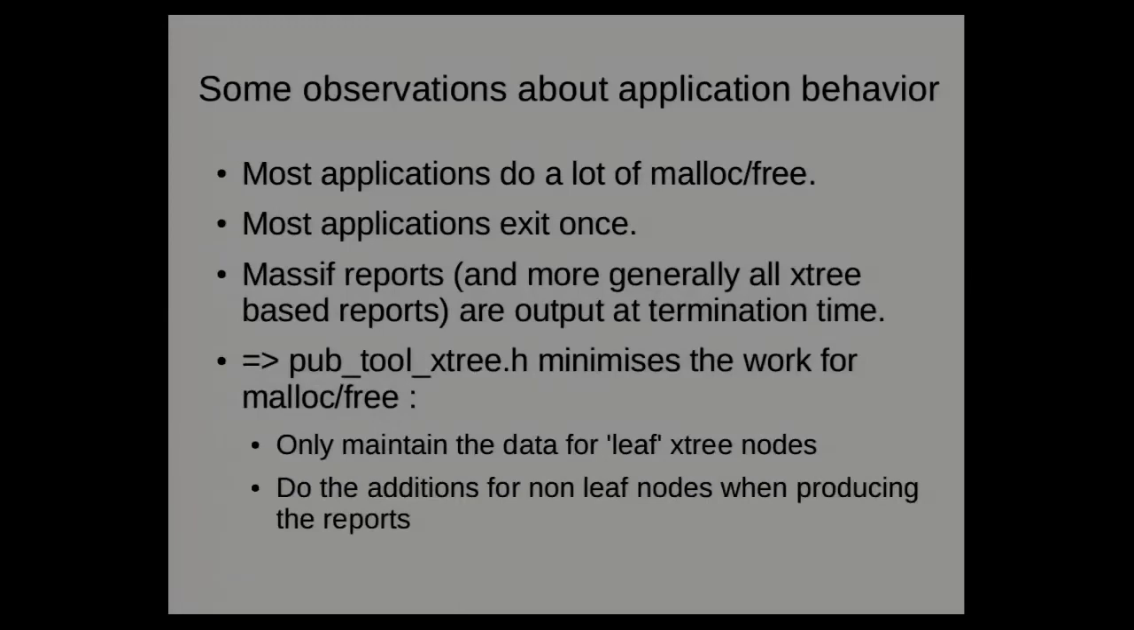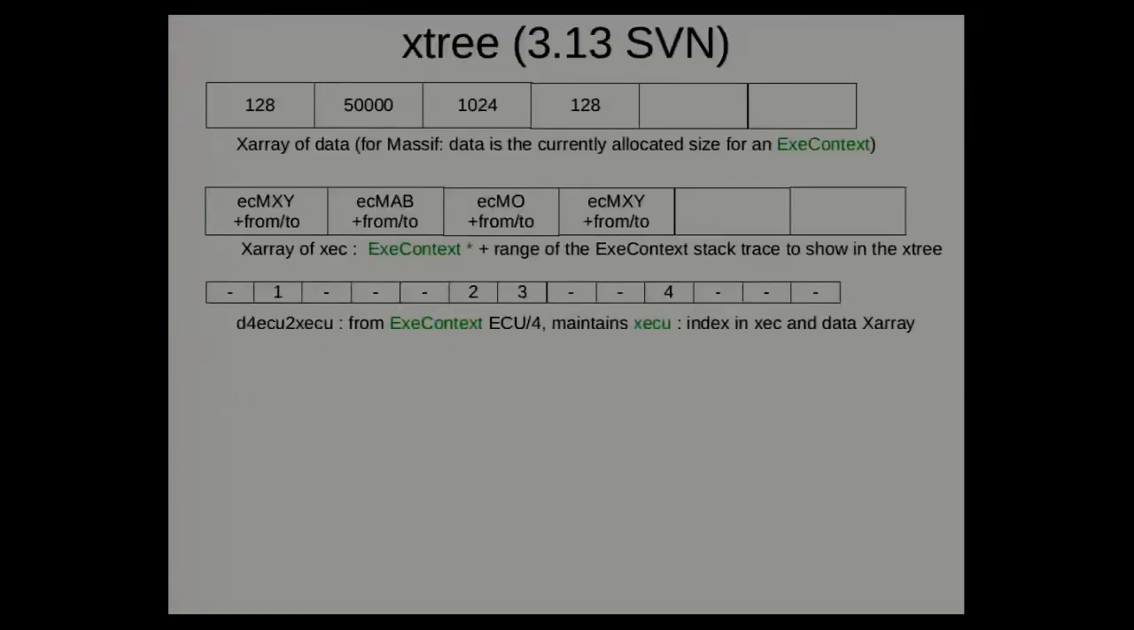The additions that we have to do in order to produce the Massive report or the K-cache grind report, which says main has allocated 20 megabytes because it has called F1 that has allocated 15 megabytes and F2 that has allocated 5 megabytes, we don't do that when we do malloc and free, we do that when we produce reports.